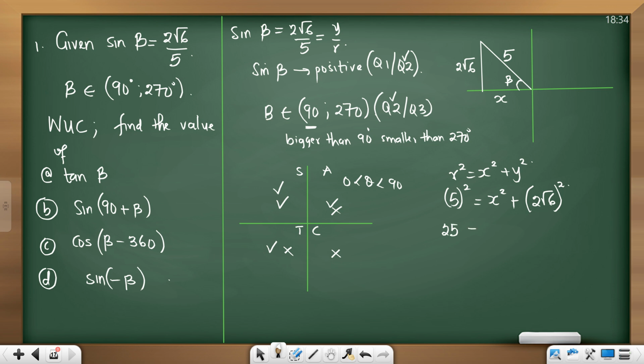25 equals X squared plus, this would give you 4 times 6, which is 24. You move that there, it becomes a minus. So 1 equals X squared. What is X? It is plus or minus the square root of 1. Now you are going to look at the diagram. Look, that's why you must get the diagram correctly. Is our x positive or negative?